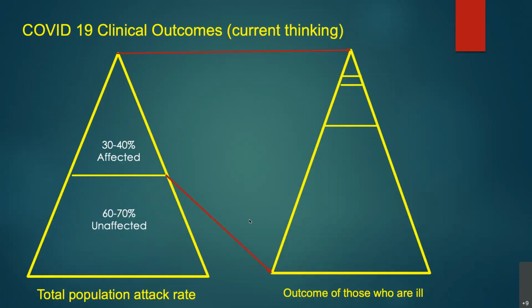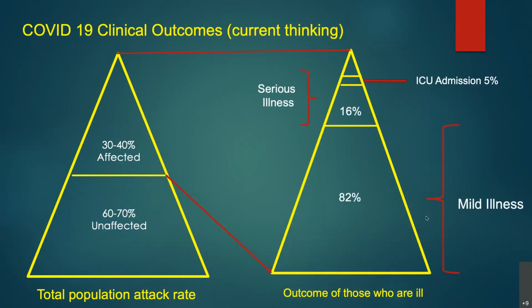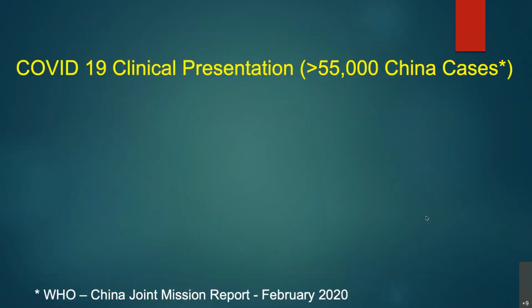Now, we talked a little bit about the attack rates, and these two figures simply translate that. We think that probably 30 to 40% will be affected. Of those affected, 82% roughly are going to have mild disease. 16% will have serious illness. Maybe 5% will be admitted to the intensive care unit, and perhaps 2%, as we said, the case fatality rate of 2%, will unfortunately perish with this disease.